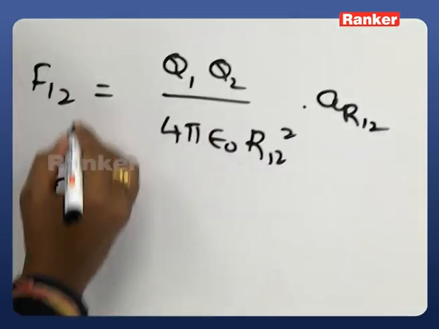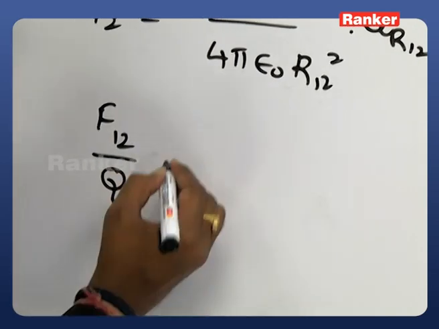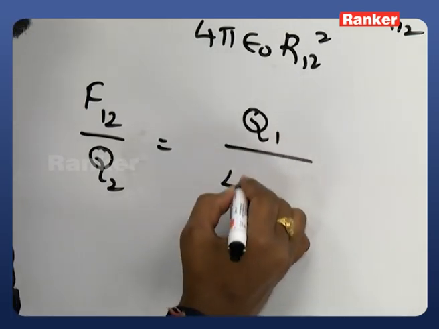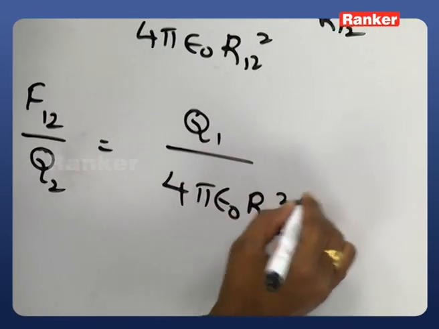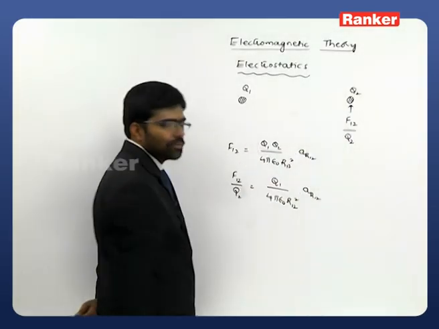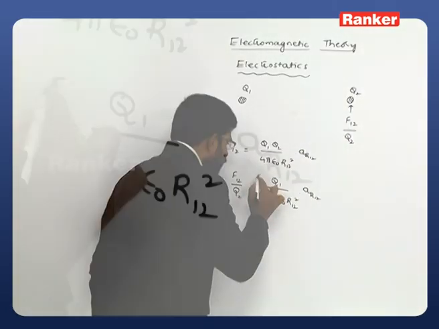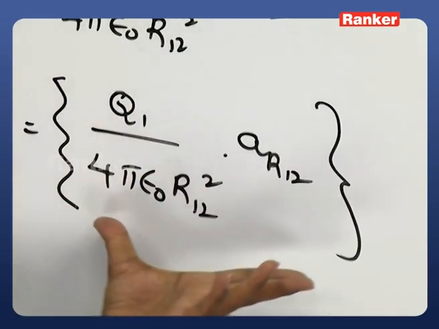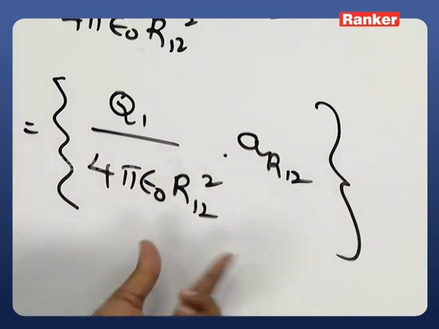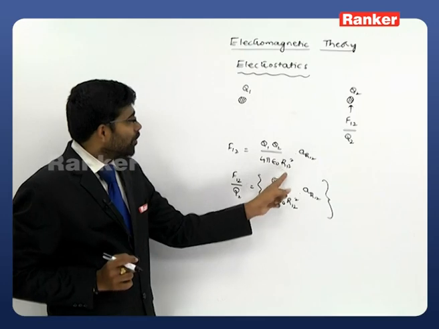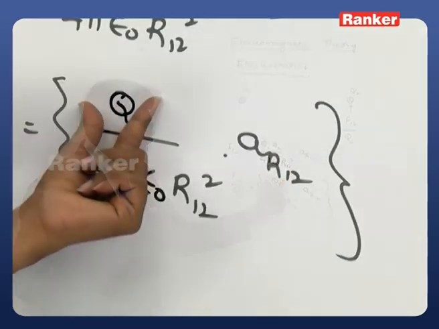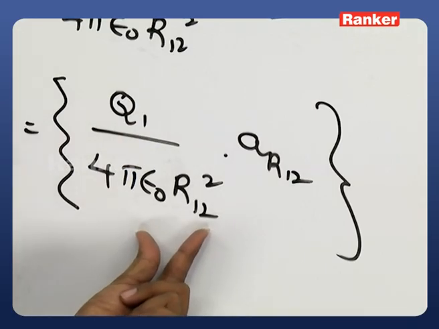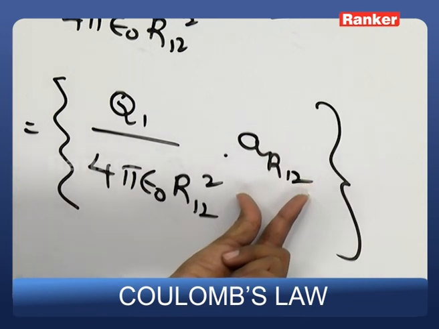Now what I am calculating is this force per charge, that is F12 divided by q2, the force which is calculated here per charge, which is simply Q1 by 4 pi epsilon naught R12 square A R12. Now observe this result. This quantity is purely dependent upon Q1 only. It's not depending on the Q2. And same as in our previous one, it's inversely proportional to the square of distance between them. The direction is also same, right?